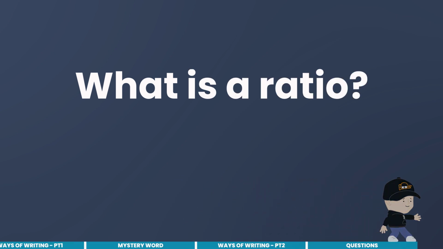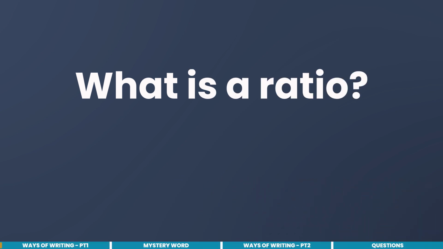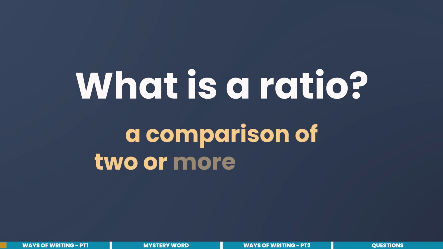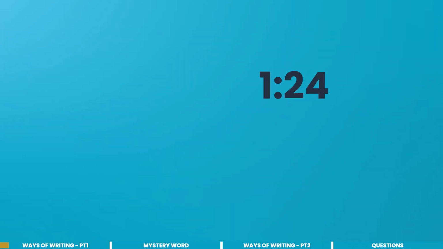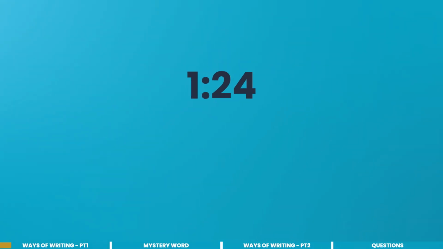What is a ratio? Well, a ratio is just a way for us to compare the relative amounts of two things. Here's a ratio, 1 to 24. This means for every one thing on the left, we have 24 things on the right. For example, this could be the ratio of days to hours. For every one day, there are 24 hours.